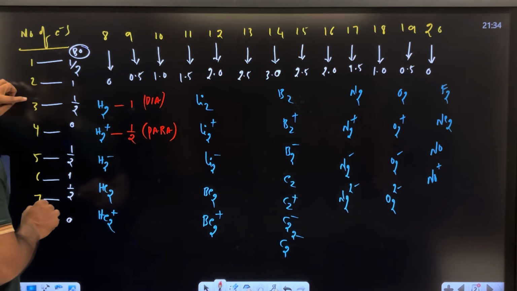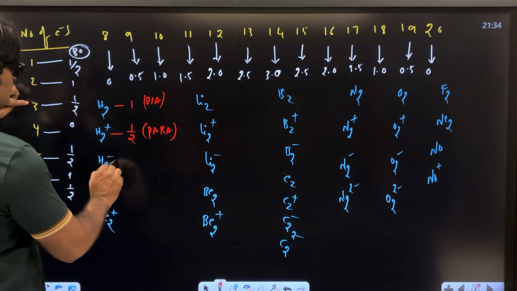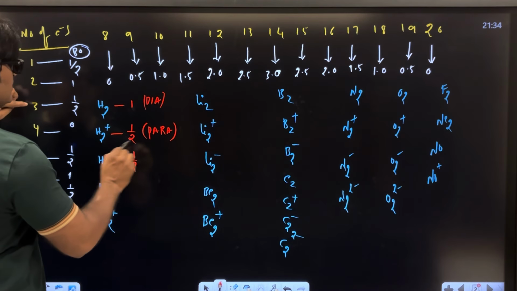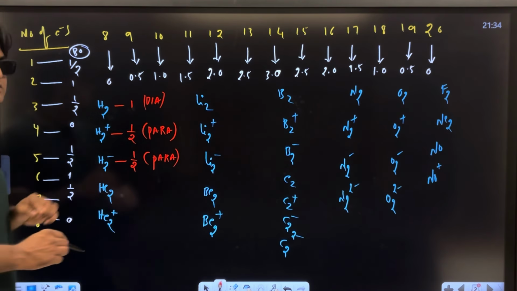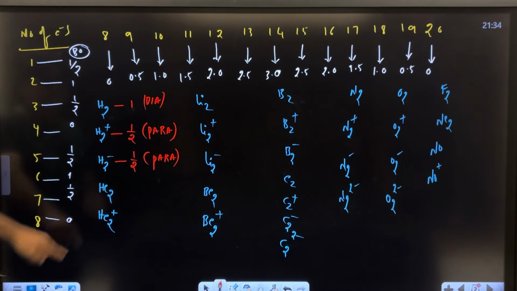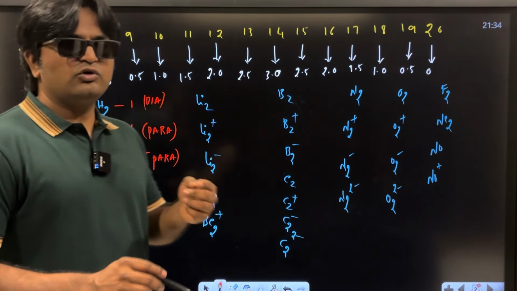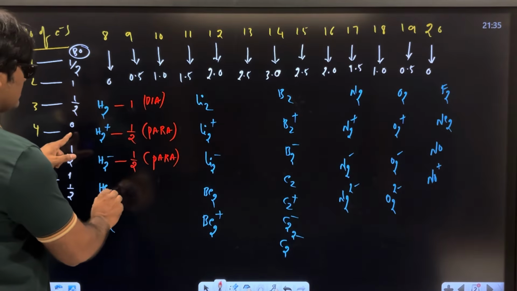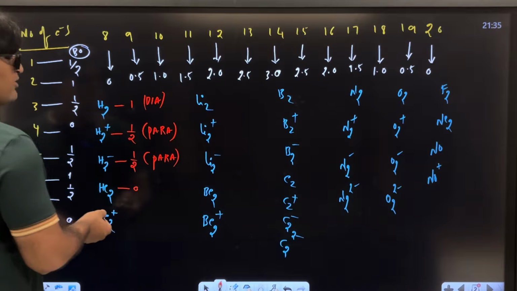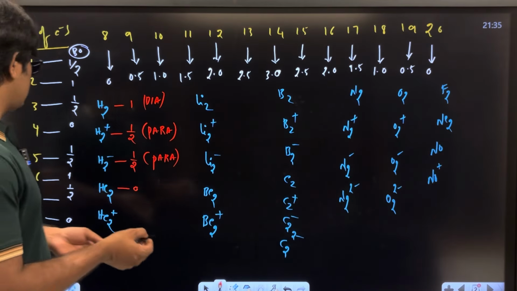H2 minus contains how many electrons? 3 electrons. What is the bond order value? Half. Because of the presence of 3 electrons, again this one is a paramagnetic species. Okay, right. And He2, hydrogen, helium. Total how many electrons present? 4 electrons. What is the bond order value? 0. Bond order value 0 means that molecule is not existing, right?